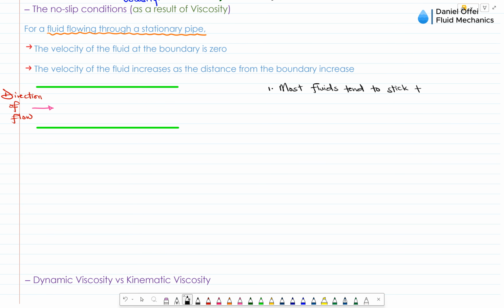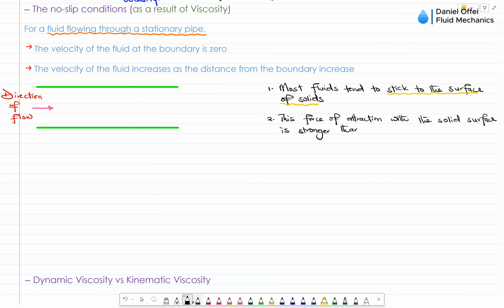So we can use this idea that most fluids tend to stick to the surface of solids, especially when they are flowing through them or they are just static in the solid or in their container. Then this force of attraction with the solid surface is sometimes stronger than the force of attraction within the fluid particles themselves, which means that the layer just close to the solid surface or the boundary is attached more closely to that solid than to the adjacent layer of the fluid itself.